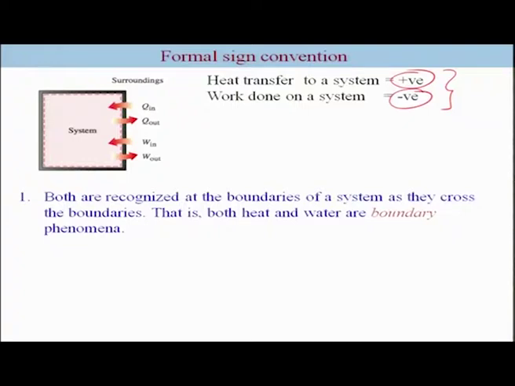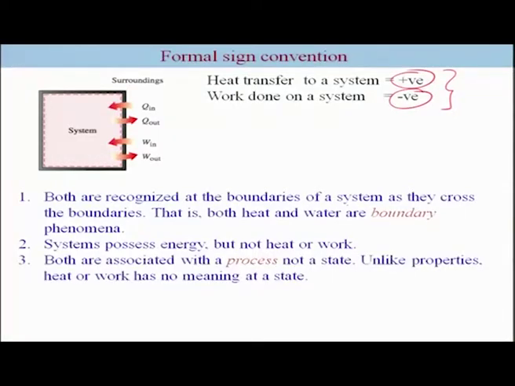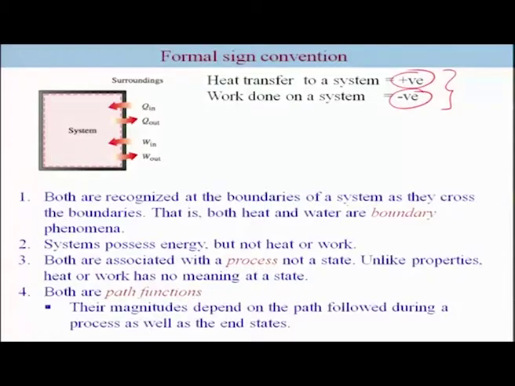Both heat and work are recognized at the boundary of a system as they cross the boundary, which means they are boundary phenomena. Remember that the system possesses energy but not heat or work; they get realized only at the boundary. Both are associated with a process, not a state. Unlike a property, heat or work has no meaning at a state, and both are path functions. This is the reason we do not consider the change in work or the change in heat. Both heat and work are path functions, and their magnitude depends on the path followed during a process as well as the end states.